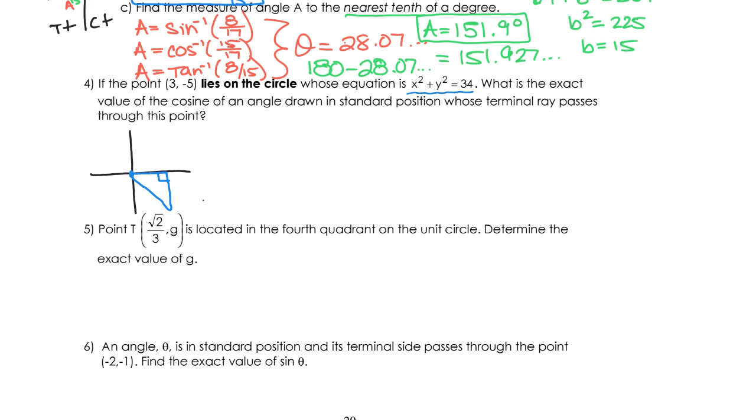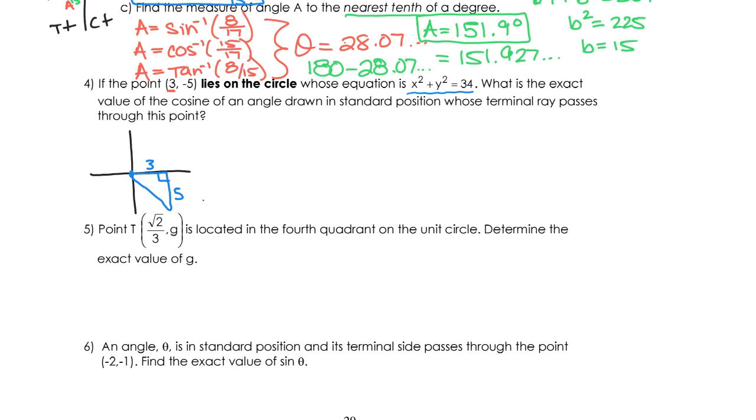And so this is just a little bit different in that since we went over 3, this distance here is 3. And then we went down 5, and so this distance here is 5. Okay, we're ignoring all negatives. We'll take care of that with All Students Take Calculus.